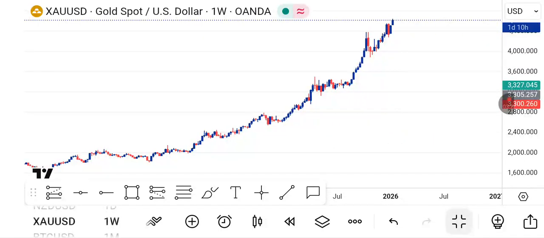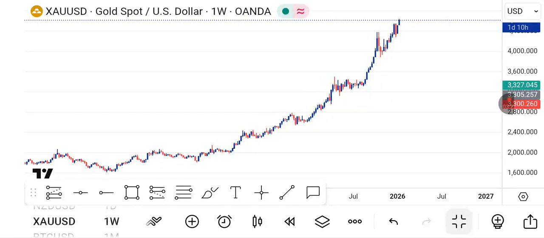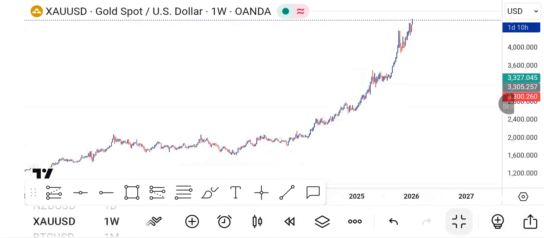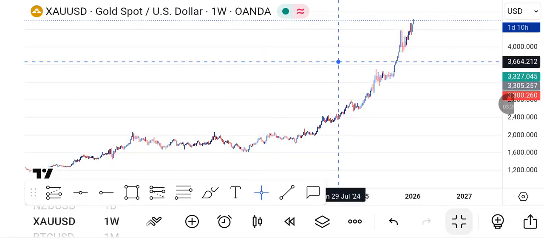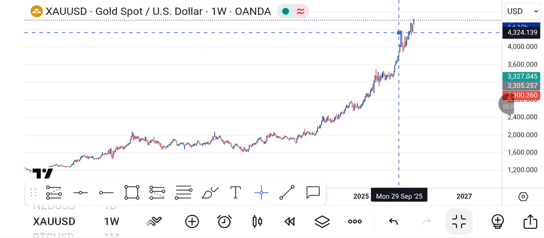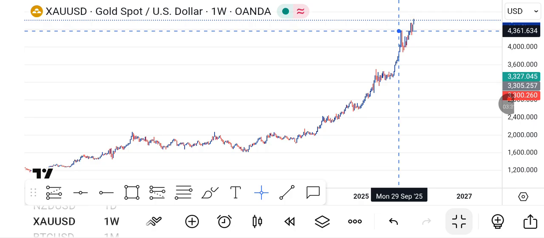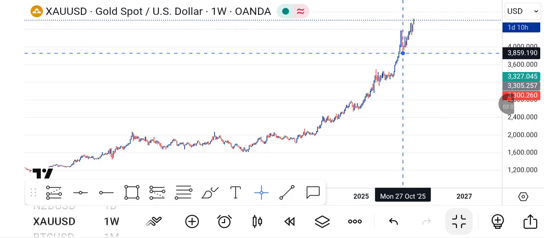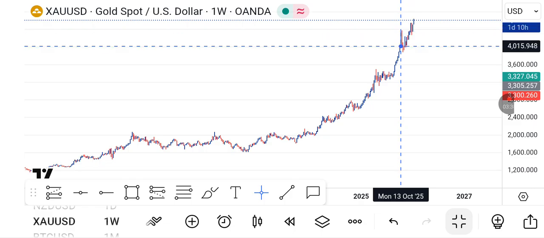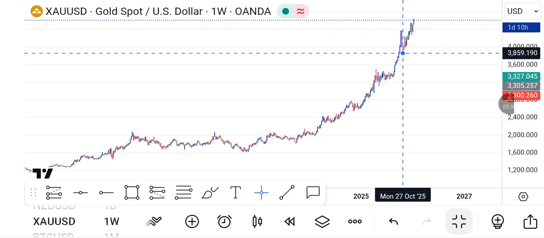Okay, this is weekly. Yeah, there's a turn around this place. This is a resistance, and this is a support. This is a high here, and this is a low. So this is the weekly time frame. If I want to mark, I will just mark it.